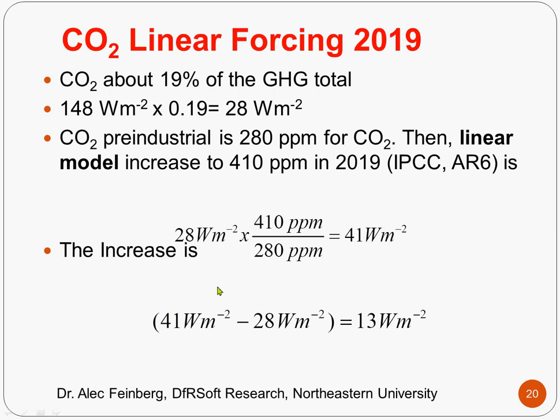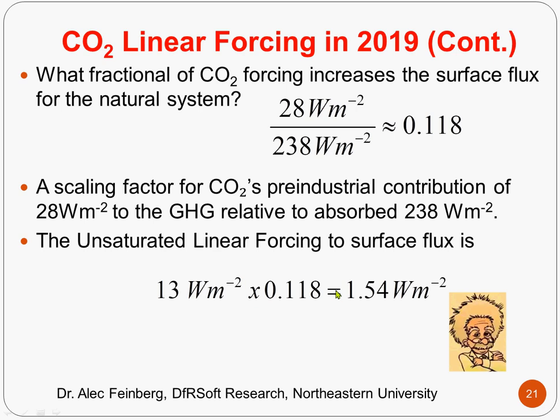So the increase from the pre-industrial means the CO2 added parts per million would increase to a total of about 13 watts per meter squared relative to what it was in the natural system. So now we have an idea of the amount of CO2 and how that added parts per million converts to the total amount of CO2 added. So now we're going to look at that, and we're going to say, well, what contribution is that to the surface flux of the natural system?